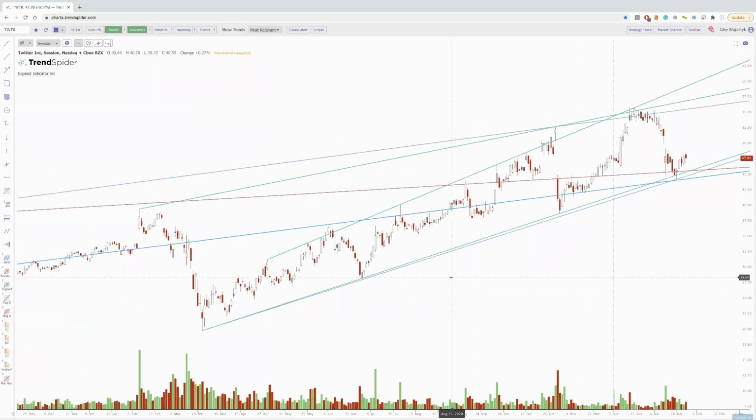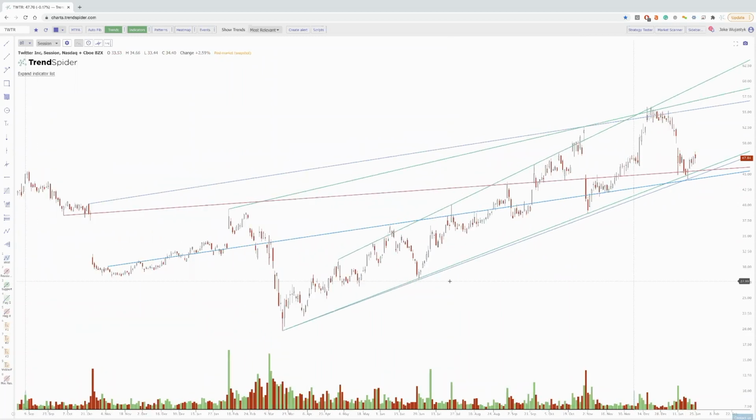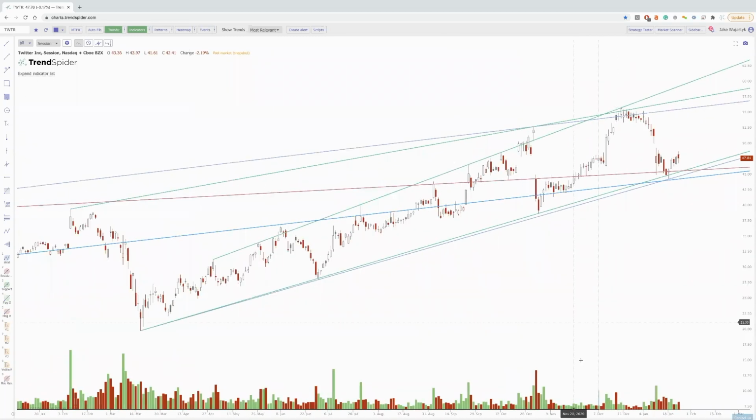Now, there's a couple different variables here. The first variable is the timestamp of when the analysis was done. For example, these lines that are popping up here were drawn back on December 7th. I haven't been on the Twitter chart in a while. I haven't used the auto trends in over a month. So this is the last time that the system looked at the data and then spit out these lines.